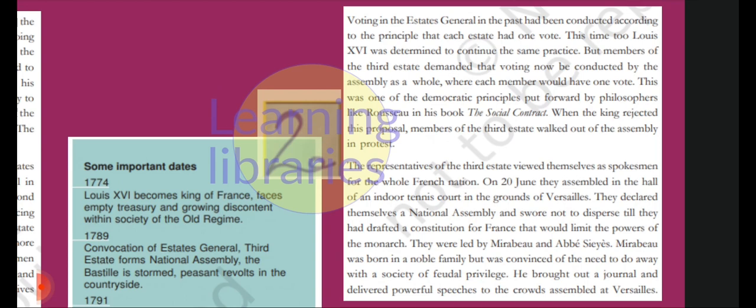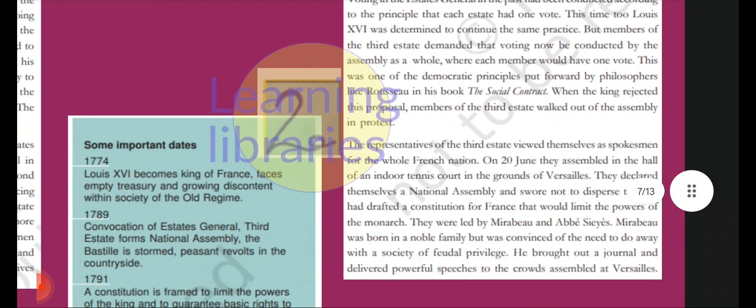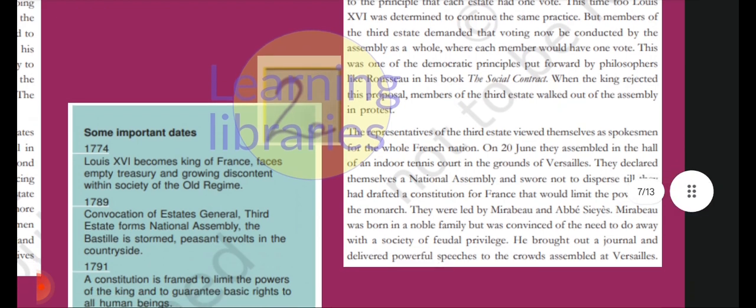Voting in the Estates General in the past had been conducted according to the principle that each estate had one vote. This time too, Louis XVI was determined to continue the same practice. But members of the third estate demanded that voting now be conducted by the assembly as a whole, where each member would have one vote. This was one of the democratic principles put forward by philosophers like Rousseau in his book The Social Contract. When the king rejected this proposal, members of the Third Estate walked out of the assembly in protest.